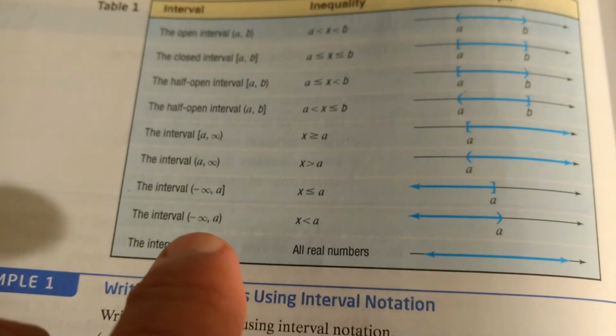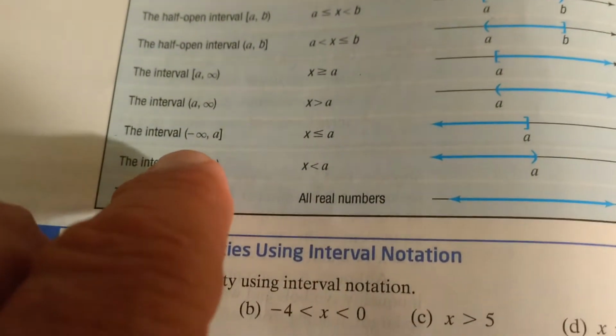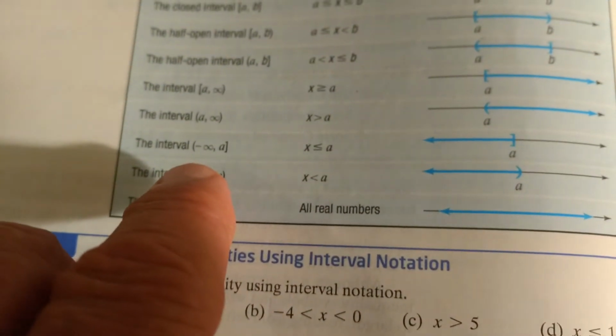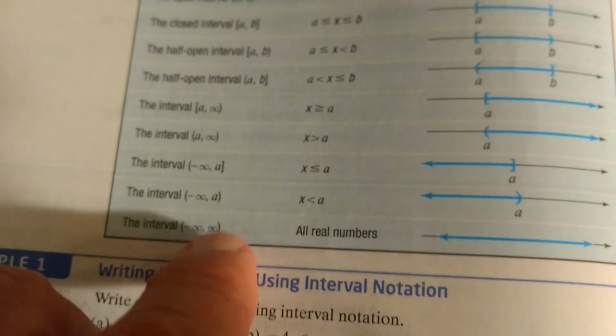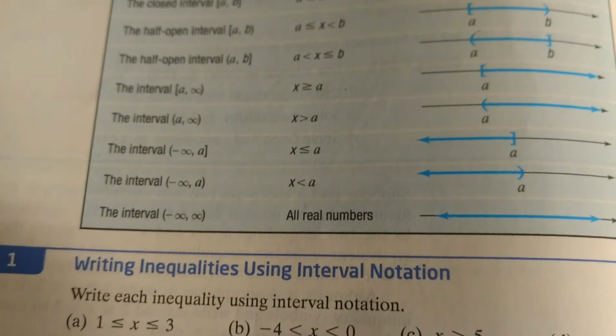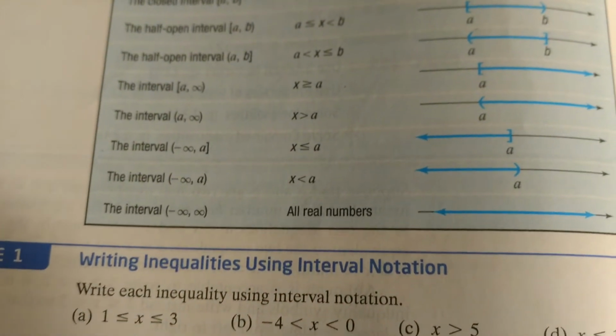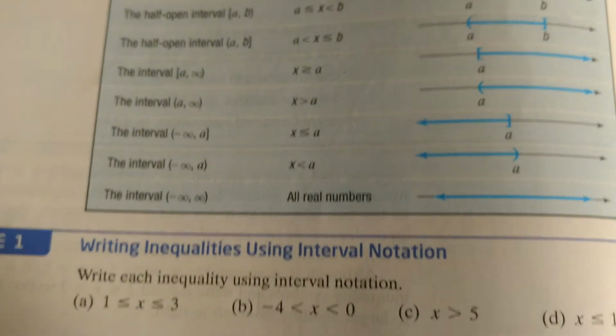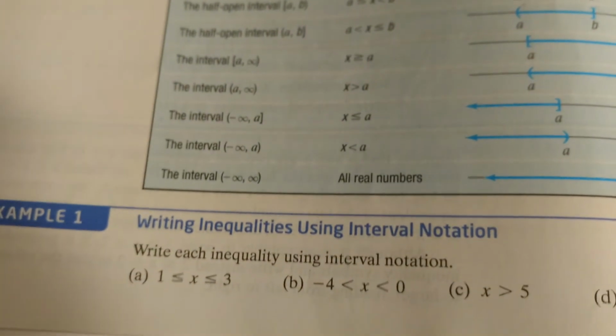You can see that whenever we have infinity, whether it's negative infinity, which is on the left, or positive infinity, which is on the right, anytime we have an infinity sign, we use parentheses, never a bracket. Parentheses indicates that we're going to a value, but we're never going to reach that value.